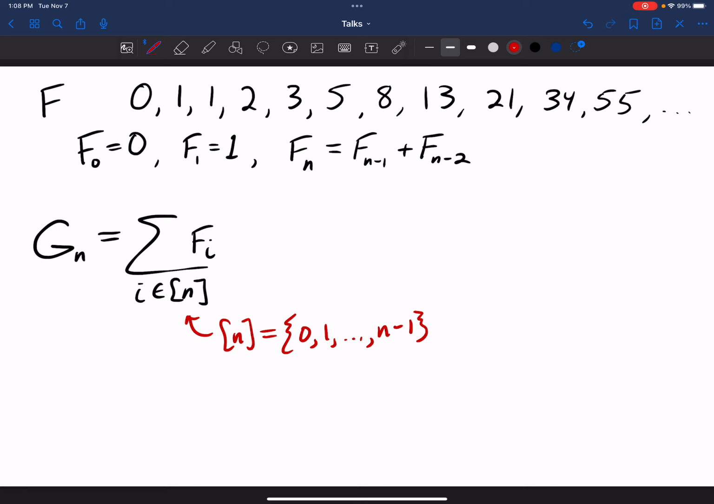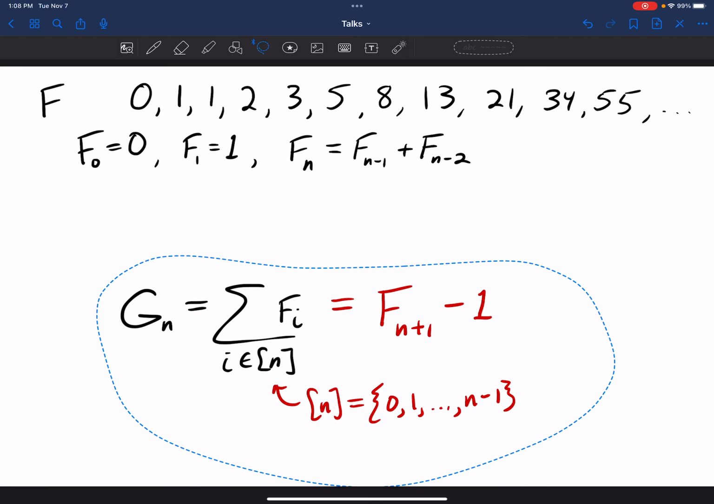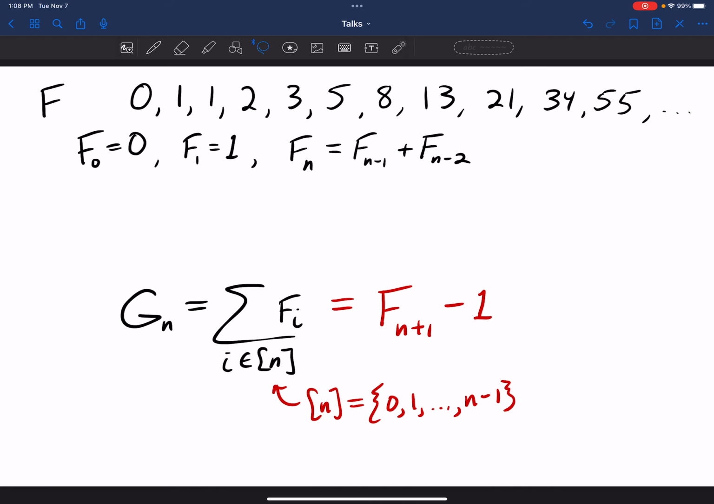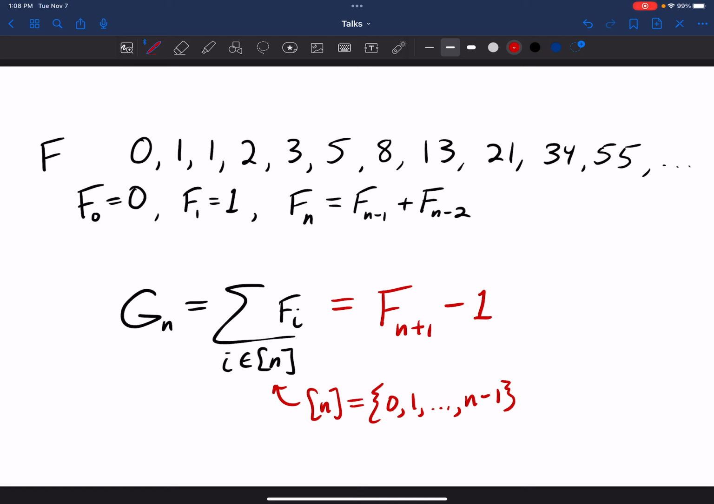And the theorem I'm going to prove is that I claim this is equal to fn plus 1 minus 1. Now, I've told you the punchline here. I told you what I'm going to prove, but if I just wrote down the definition, we could perhaps have guessed that this was going to happen. And the way we would do it is we would just try to write down some values of G.